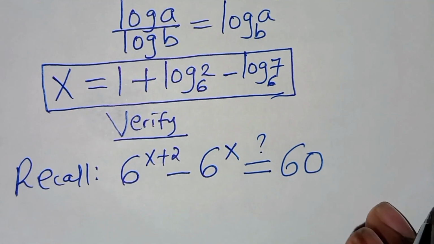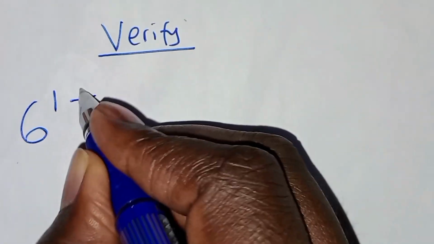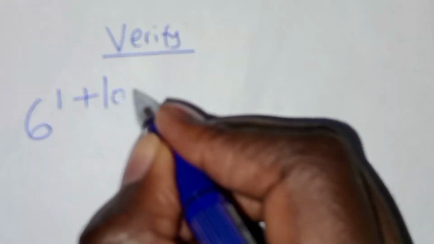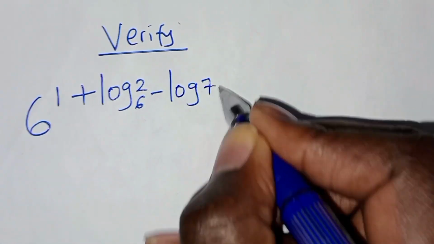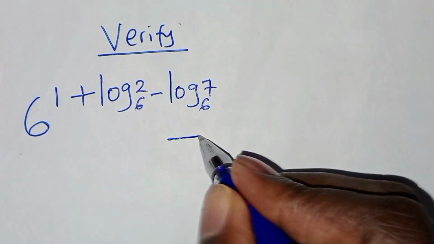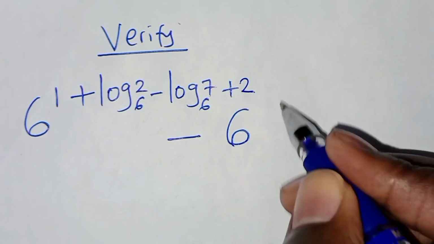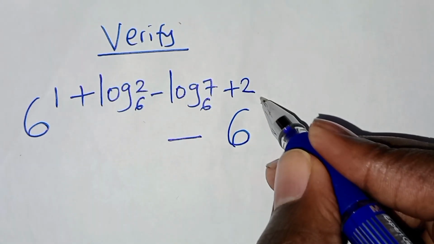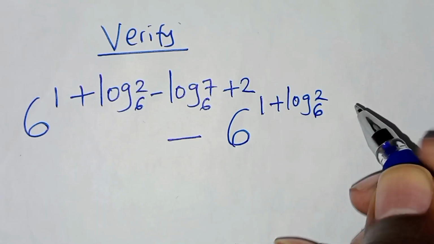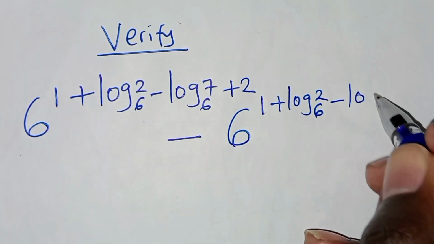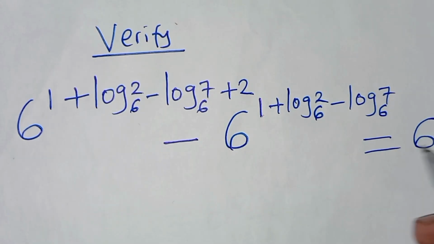So let's substitute the value. Now here we have 6 to power 1, plus log 2 to base 6, then subtract log 7 to base 6. Then subtract 6. Now here we have plus 2. Then subtract 6 to power x, which is 1, plus log 2 to base 6, then subtract log 7 to base 6. This should give us a value of 60.